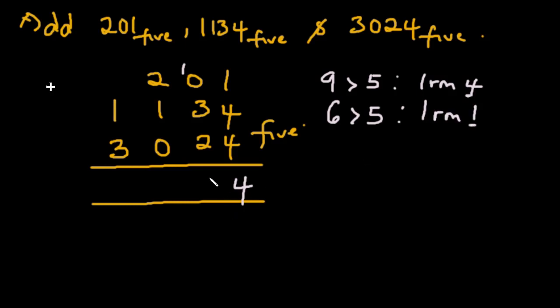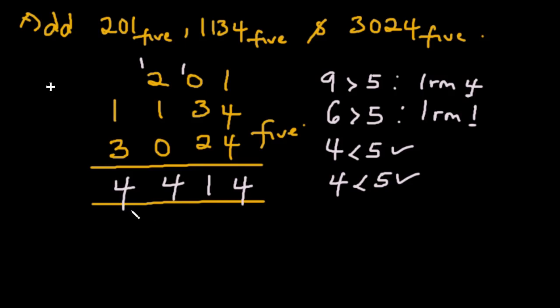We write the remaining figure 1 and bring the 1 here to add again. 1 plus 2 is 3. 3 plus 1, 4. 4 plus 0, that's 4. So we can write that because 4 is less than 5. That's okay. So we have 4. Again, here we have 1 plus 3 is 4. 4 again is less than 5. So that's okay. So we write 4. So our answer is 4414 in base 5.